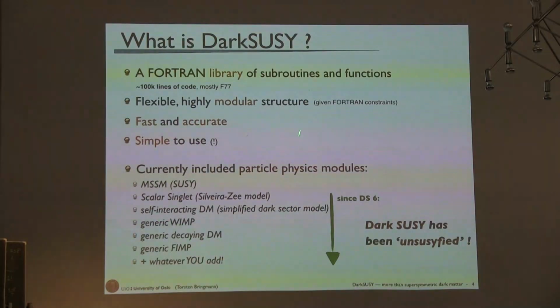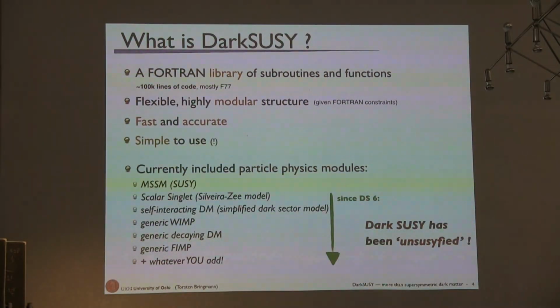Okay, so then actually you can also wonder about the name, DarkSUSY. That's historical. It comes from the times when the code was conceived, when everyone was sure what dark matter is, namely a WIMP, more specifically the lightest supersymmetric particle, the neutralino. And that's where this name comes from.